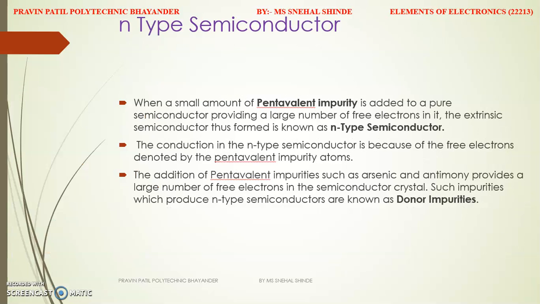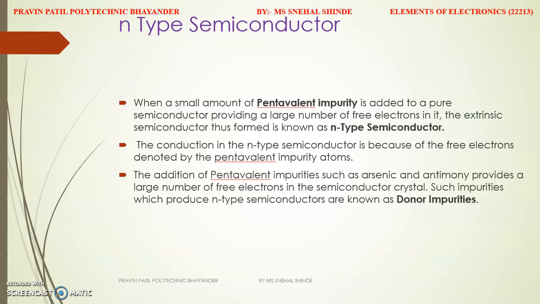N-type semiconductor. The n-type semiconductor is formed by adding a small amount of pentavalent impurity to the pure silicon or germanium material, which acts as a base material. The pentavalent element is one which has 5 valence electrons. The examples of pentavalent impurity are antimony, arsenic, phosphorus.